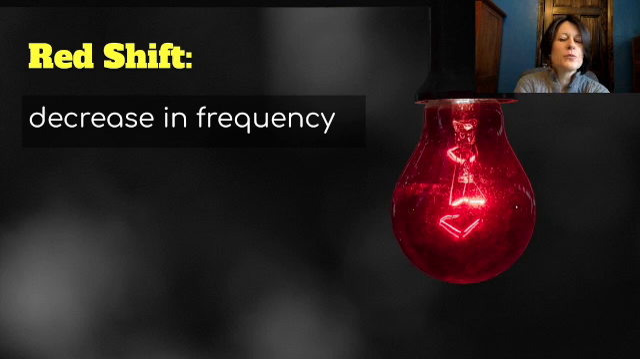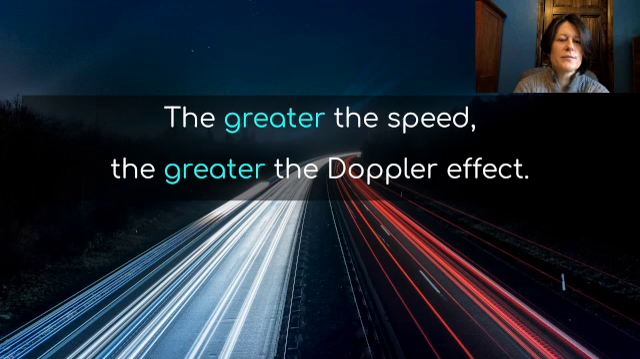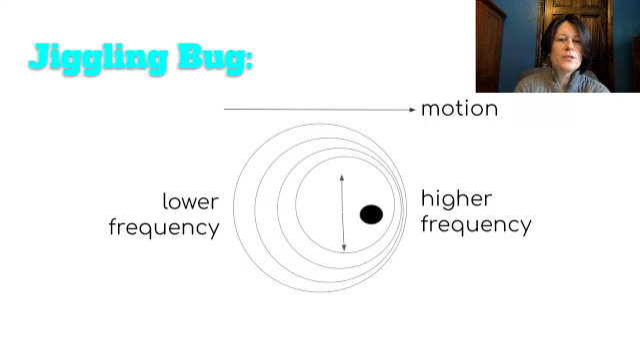There is actually a red shift in the light that we see from stars. And so we know that the universe is expanding, moving outward, because of this red shift. And the greater the speed, the greater the Doppler effect. So let's take a look using the example of a jiggling bug at why this occurs, this red shift and this blue shift. So here I have a bug jiggling.